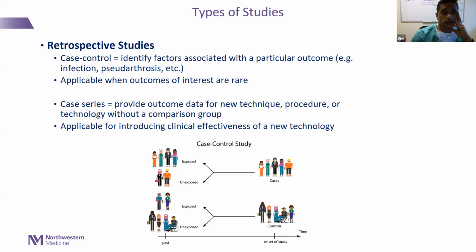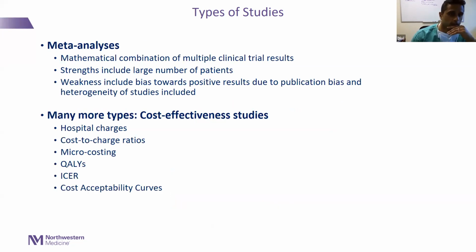Case series are good for providing an overview of a new technique, procedure, technology, and kind of putting it out there in the literature, introducing the clinical effectiveness of this new technology. And finally, meta-analyses are a mathematical combination of multiple clinical trial results, and strengths include when there are large numbers of patients. But a weakness you've got to think about is publication bias, because most of the literature tends to be biased towards positive results. And although this shouldn't be the case, unfortunately it is: a lot of negative results may never be published.